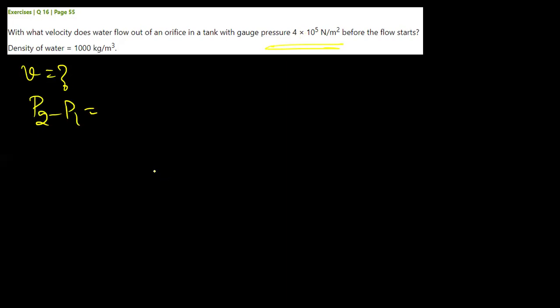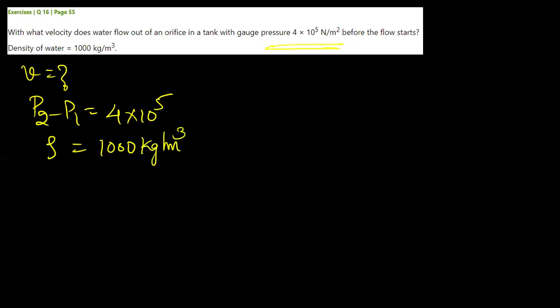On solving this, you get 4 into 10 raised to 5. This has been given to you. Gauge pressure is given to you, 4 into 10 raised to 5. As I told you, the gauge pressure means the pressure difference. So what should be the velocity, and density is given to you? Density of water is given to you as 1000. 1000 means 10 raised to 3, as I told you earlier. 1000 kg per meter cube is given to you.